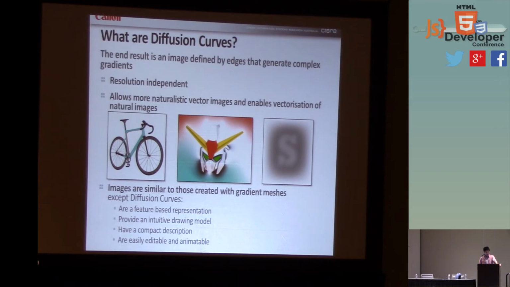So the representation is feature-based, and so that provides you with an intuitive drawing model, and it makes animation really easy as well. And also the representation is very compact, so that's good for transmission, and it should allow for an elegant SVG definition. So maybe you can sort of see why I think that SVG and diffusion curves are such a good fit.